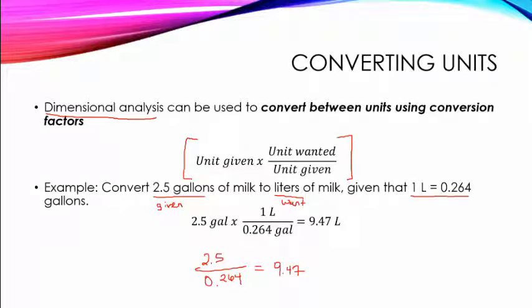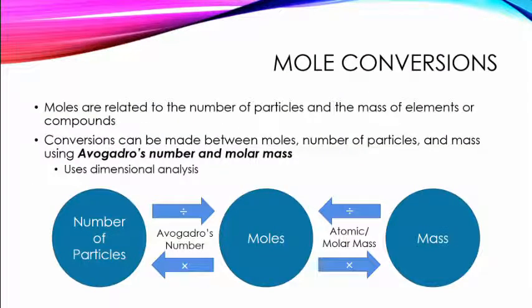We can use this same system to convert between different things, to convert in terms of moles. That's what we're going to spend the rest of this lecture talking about: how do we relate moles to things like how many particles there are, and what the mass is. When it comes down to it, moles, based on this definition, is related to how many particles are in a substance. But we can also relate it to the mass using the molar mass.